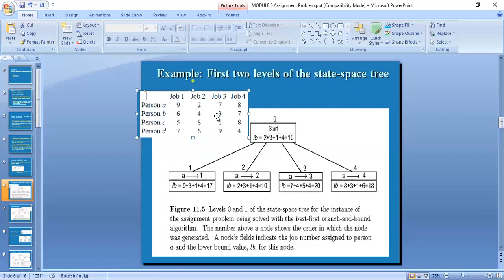Person C, the least value is 1. Is it job 2? No. So you can take it. Person D, the least value is 4. Is it job 2? No. So you can take it. So the total value is 2 plus 3 plus 1 plus 4, which is equal to 10.